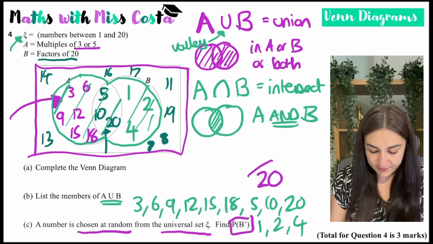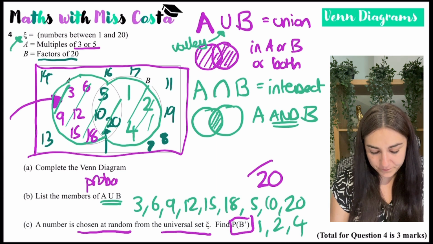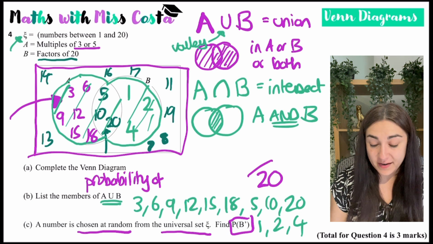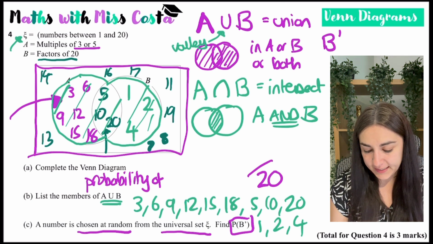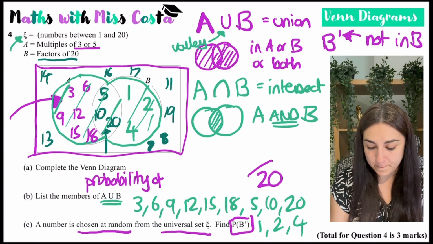This thing here, if you see P and then something, that just means the probability of whatever's in the bracket. Now, the last thing about set notation is if you see something like this, that means not. So the probability that it is not in B.